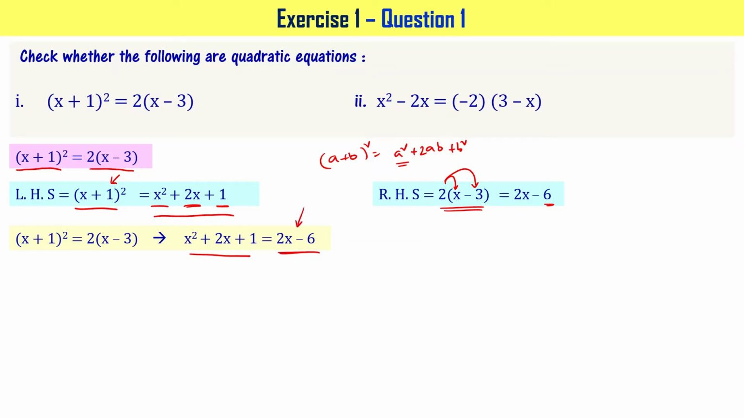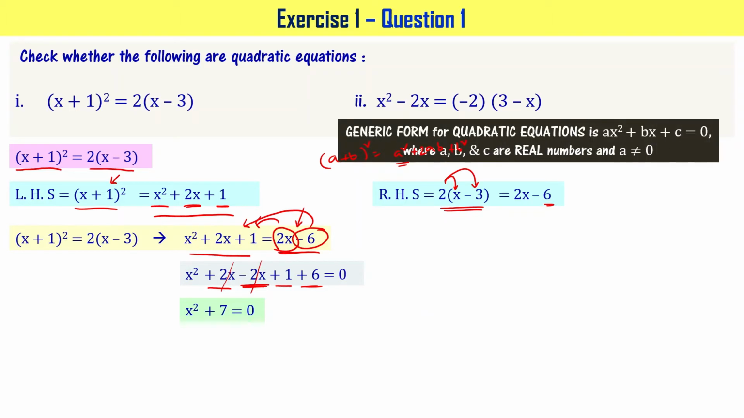So to do that, I have to transpose this plus 2x to this side, that becomes minus 2x. Then I have to transpose this minus 6 to the left hand side so that it becomes plus 6. Let us write that. x² + 2x, and this is minus 2x coming from the other side, and plus 1, and plus 6 is coming from other side, that is equal to 0. Now let us simplify this further. This is plus 2x and this is minus 2x. They can be cancelled. What you have now is x² + 7 = 0.